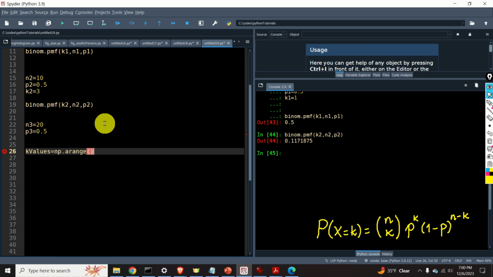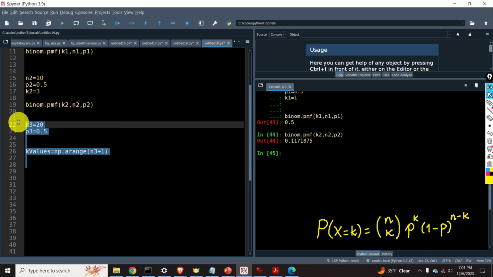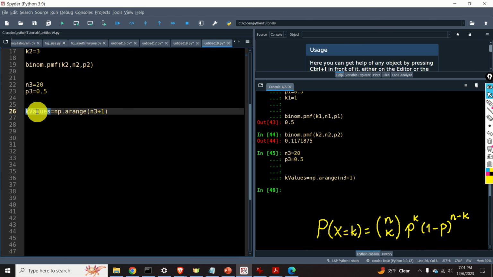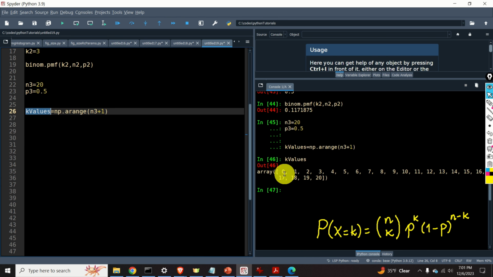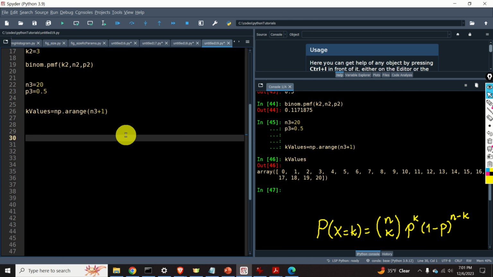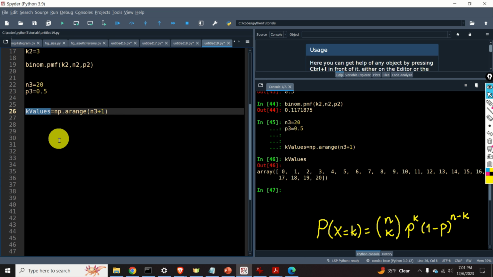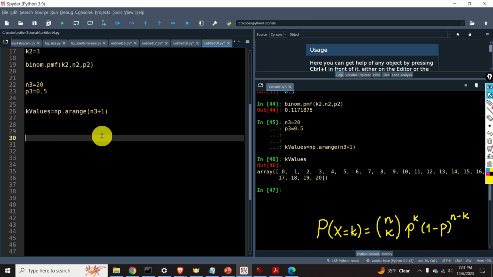k values is equal to numpy.arange, and we need to specify the number over here. The number should be N3 plus 1. Let's see the vector of k values. Here it is, from 0 to 20. Perfect. Next, let's create an array of probabilities or PMF values for given k values. To do that, we will type the following.